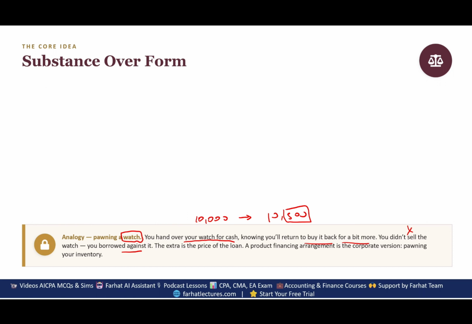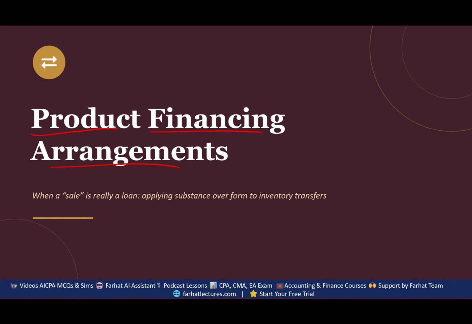Now, obviously, corporations don't take their asset to a pawn shop, but they will take it to a lender, someone who's willing to finance their product. So a product financing arrangement is the corporate version of pawning their inventory. So what we have to do is we have to look at the substance. So we have to be careful.